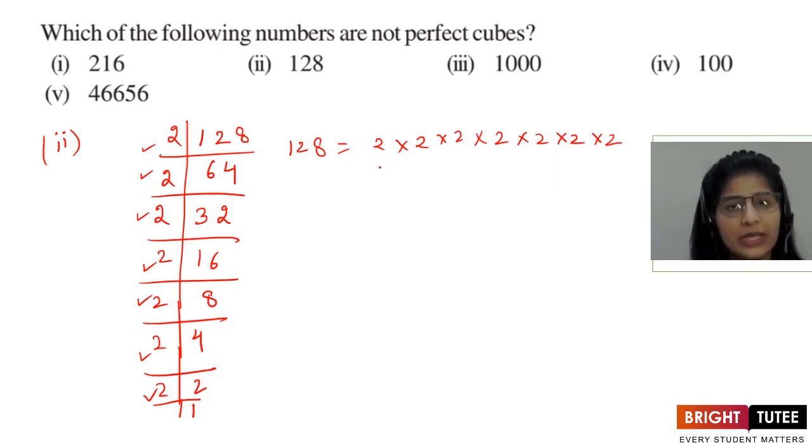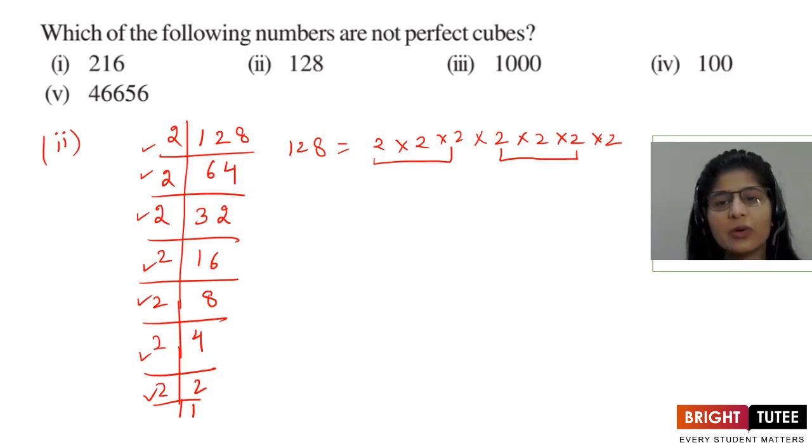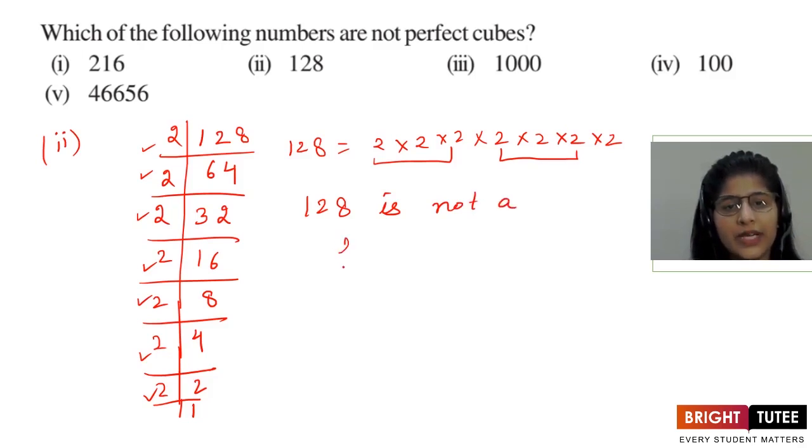Let's try to form the triplets now. This is one triplet, this is another triplet. One 2 is left out of the triplet. There is no triplet with this 2 that we can make. So this is not a perfect cube. We say 128 is not a perfect cube.